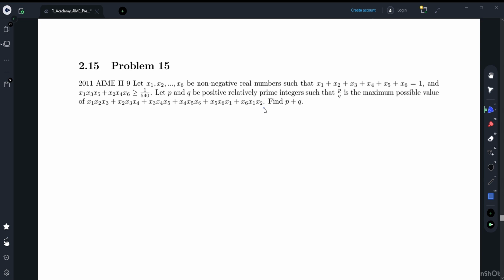Hey guys, take over problem 15 in the Polynomials in the AIME problem set, or 2011 AIME 2 problem 9. So let x1 to x6 be non-negative real numbers such that x1 plus x2 plus all the way to x6 is 1, and that sum is greater than or equal to 1 over 540. Let p and q be relatively prime positive integers such that p over q is the maximum possible value of that sum. Find p plus q.